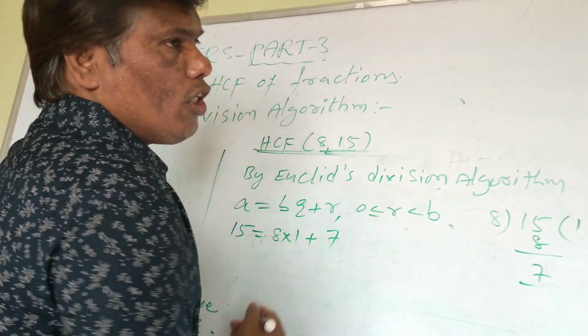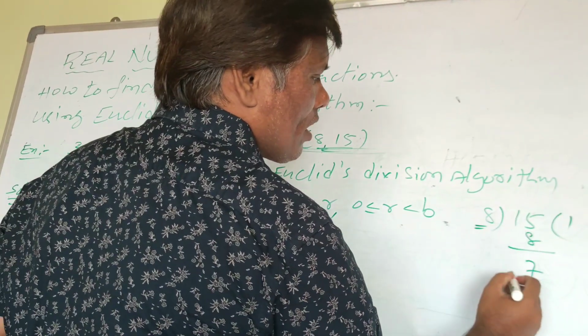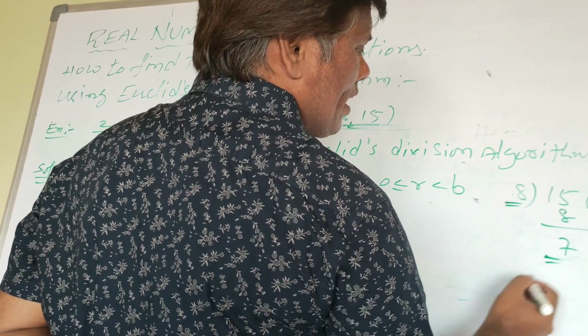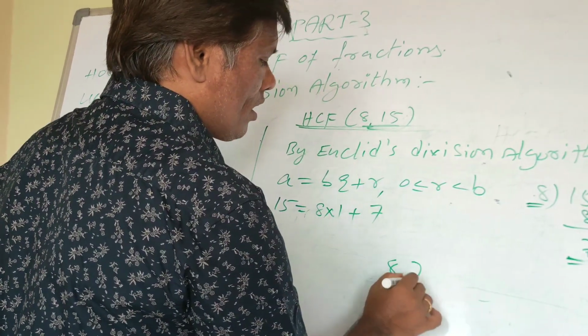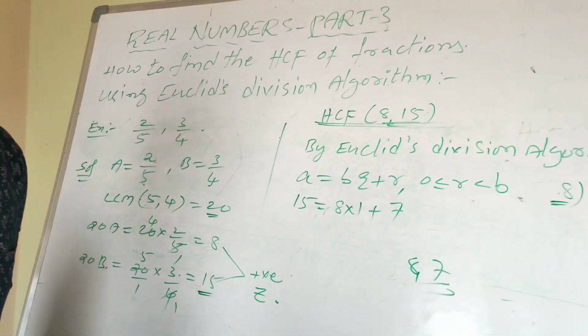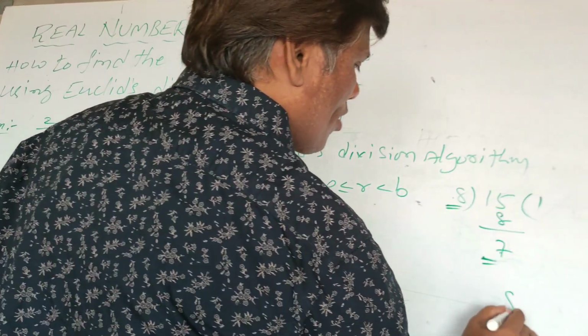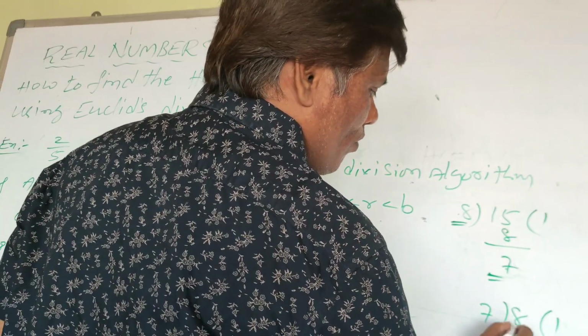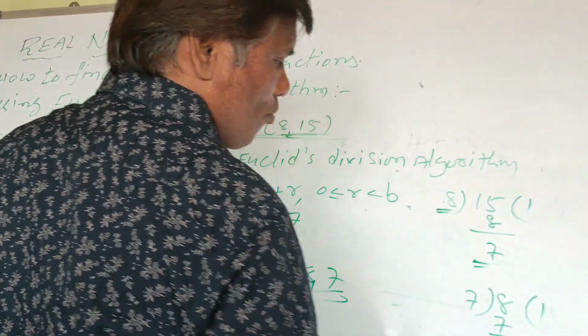Again we have to apply Euclid's division lemma to the divisor and remainder obtained in step 1. In step 1 the divisor is 8 and the remainder is 7. So now we apply the division lemma again for the numbers 8 and 7. We take the larger number 8 and divide by the smaller number. Let us find the quotient. 7 ones are 7, and 1 will be the remainder.